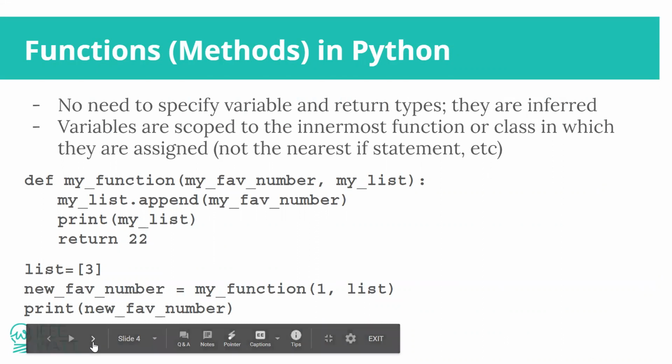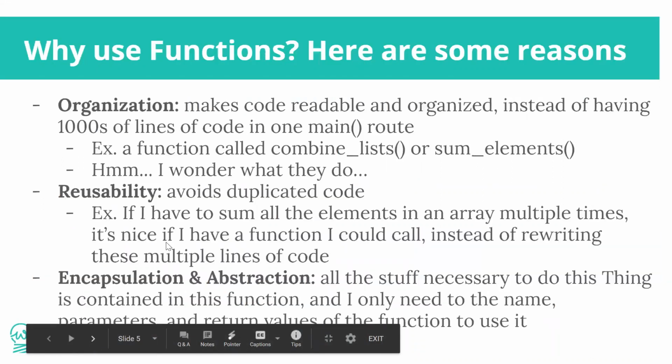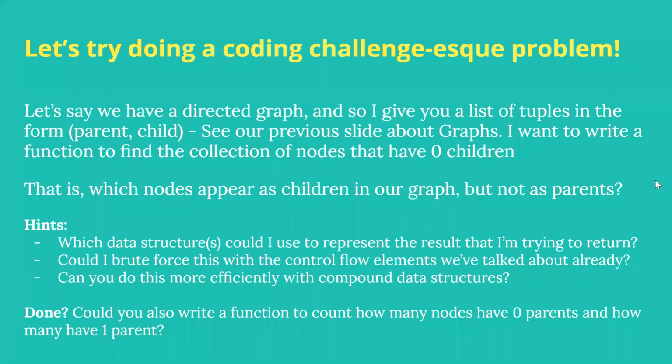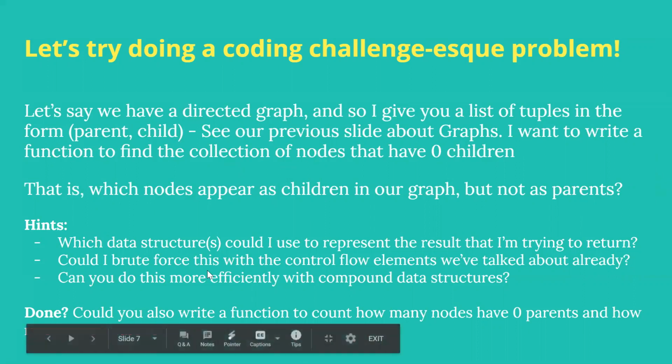And where's the problem? Oh, I skipped it, didn't I? Yeah, so this problem has to do with graphs again, since they're really useful, so we want to use a problem like that. Here we give you a directed graph like we did at the start of today when we showed you that directed graph example, and a list of tuples in the form parent, child, and we want you to write a function to find a collection of nodes that have 0 children. That's the same as asking which nodes appear as children in our graph but not as parents.